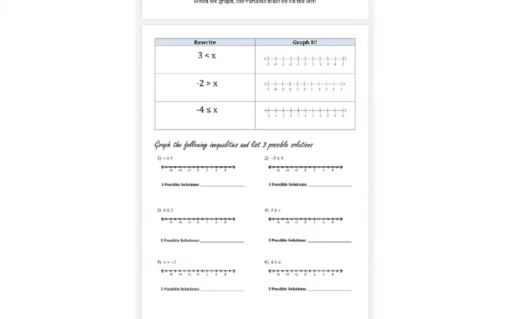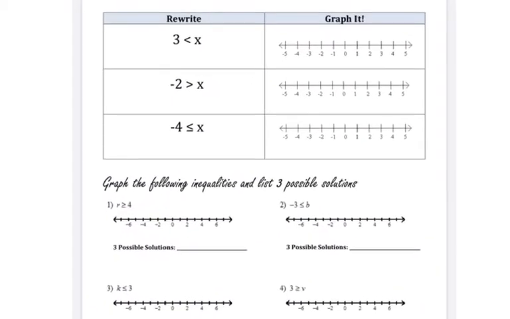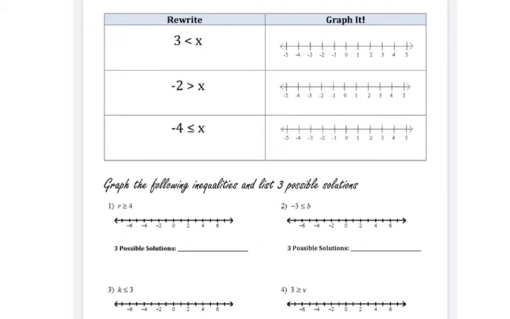Okay, next. So what happens if it's written backwards? I always want the x to be on the left side. So I rewrite this as an x and a 3. If you notice, the pokey side is pointing at the 3. So when I rewrite it, I make sure it's still pointing at the 3. So this is the same as that original question.